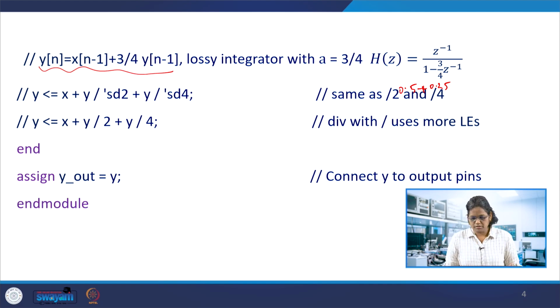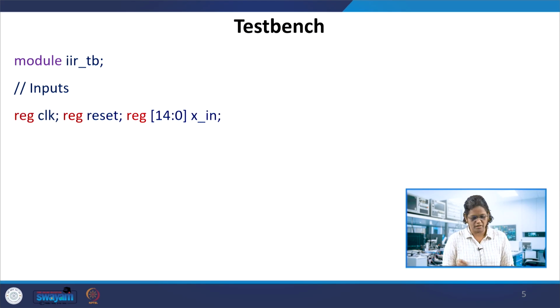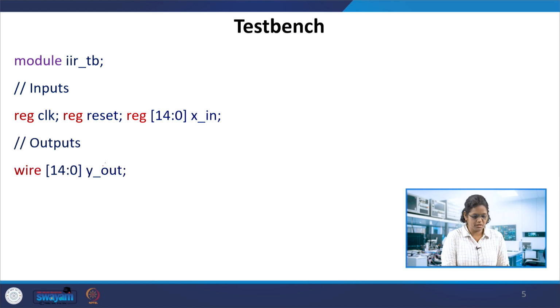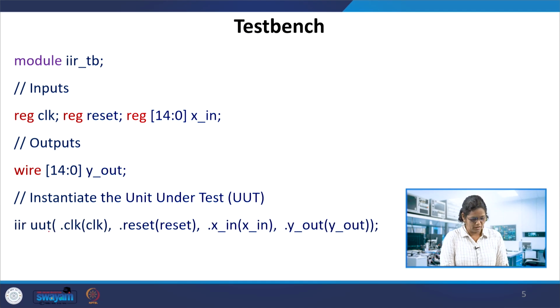So this integrator is tested using the stimulus, that is, module IIR TB, the test bench. Inputs are the clock, reset, and W is 14 here, so it is a 15-bit input, x input, and the output is also 15 bits, y out. Okay. And we instantiate this module of IIR with clock, reset, input and output. Here y out is the local variable, y out and x in, these two, reset and clock.